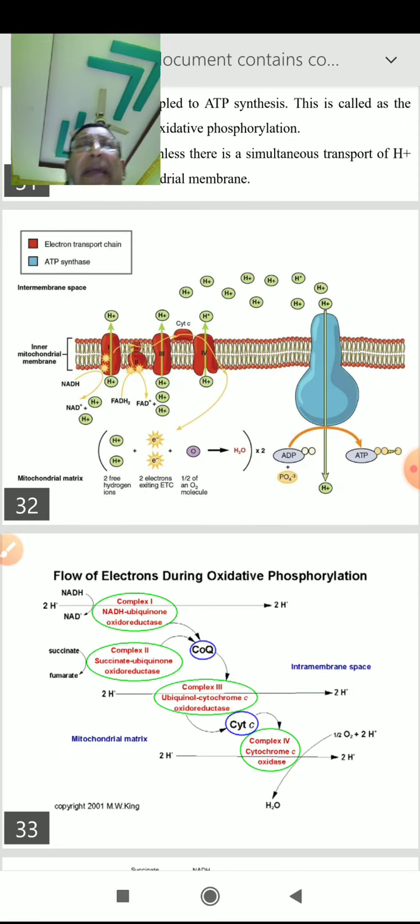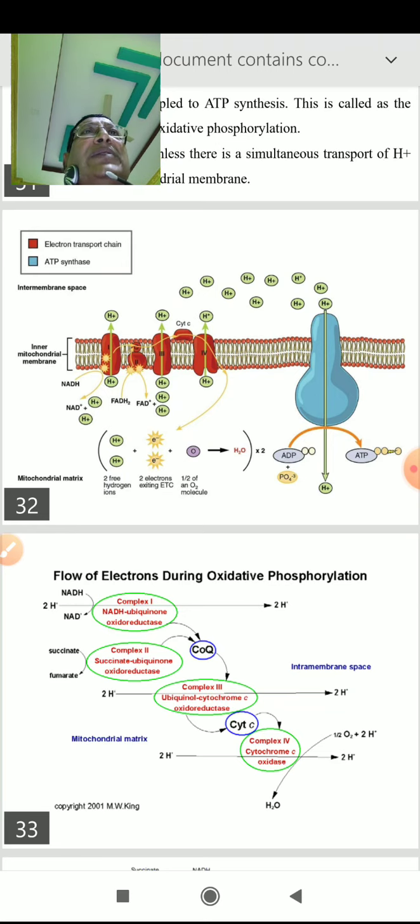Now, in this diagram, it has been shown very nicely. Now you see, there is complex 1, complex 2, complex 3, and complex 4, all the complexes. Complex 1, 3, and 4 help in the transport of hydrogen protons. And these electron carriers, coenzyme Q and cytochrome C, help in carrying the electrons. Finally, when the electron enters complex 4, the 2 hydrogen plus 2 electrons plus half of oxygen combine together and ultimately form water, 2 molecules of water. So, this happens in the mitochondrial matrix.